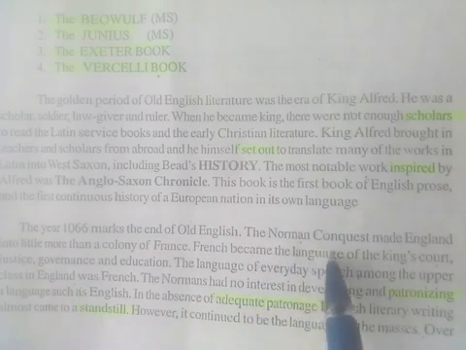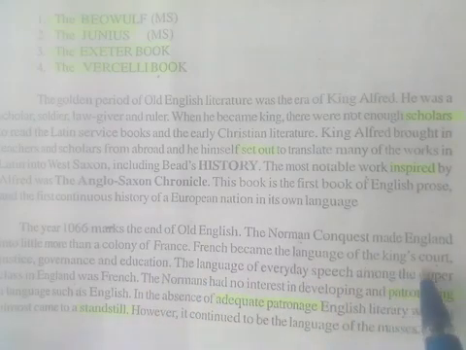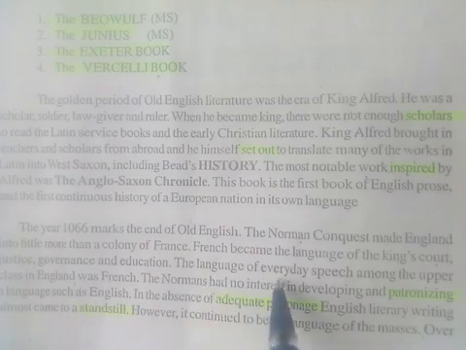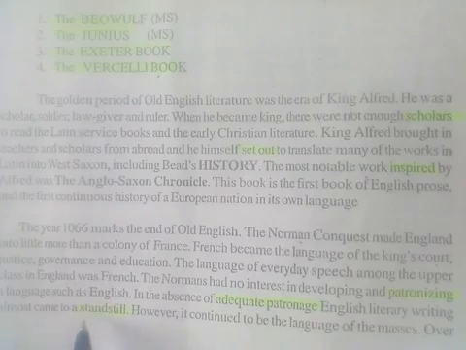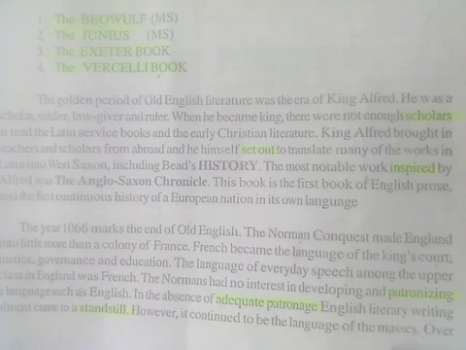The Norman conquest made England into little more than a colony of France. French became the language of the king's court, justice, governance, and education. The language of everyday speech among the upper class in England was French. The Normans had no interest in developing and patronizing a language such as English. In the absence of adequate patronage, English literary writing almost came to a standstill. However, it continued to be the language of the masses.